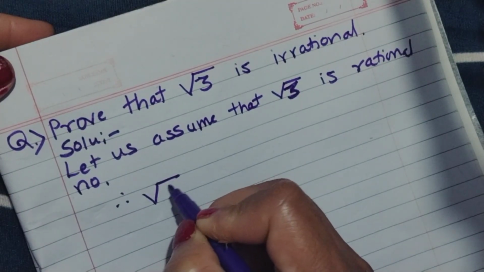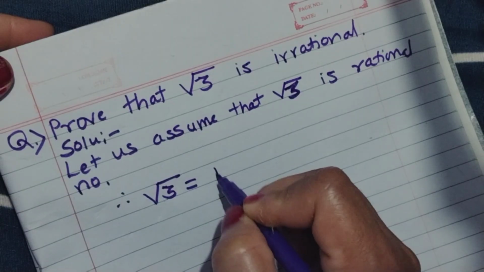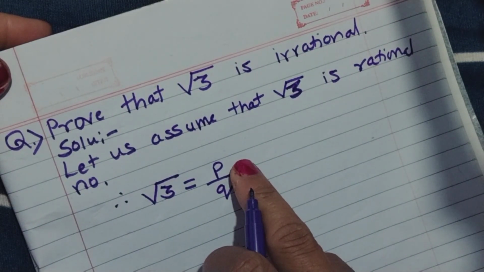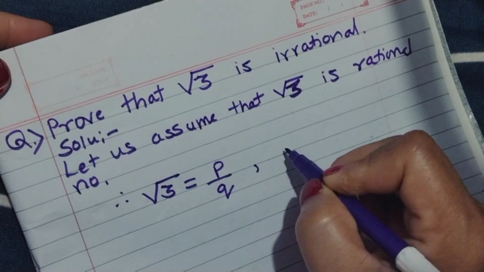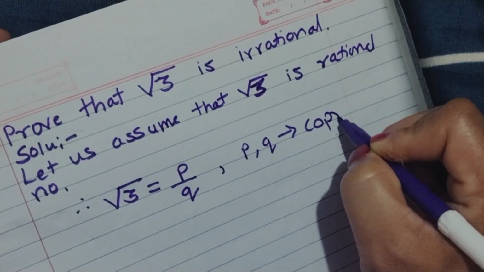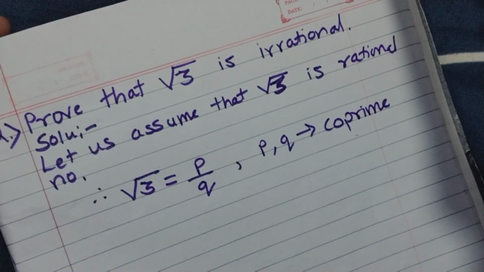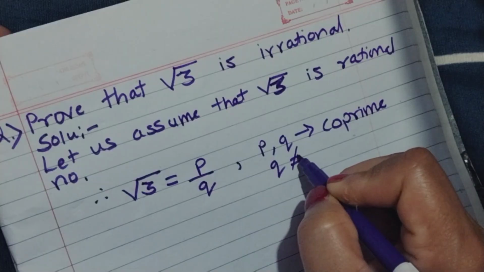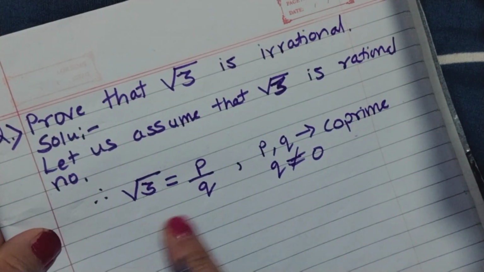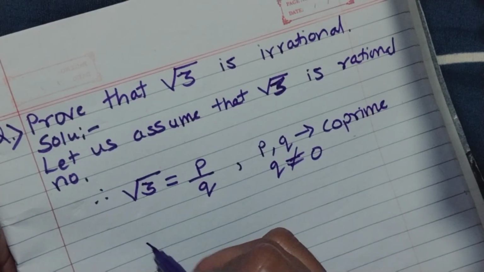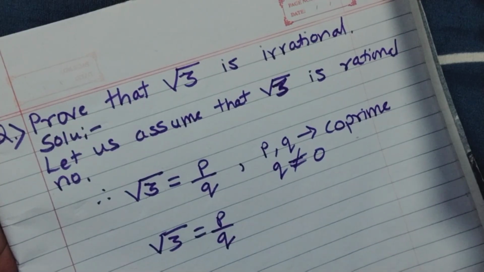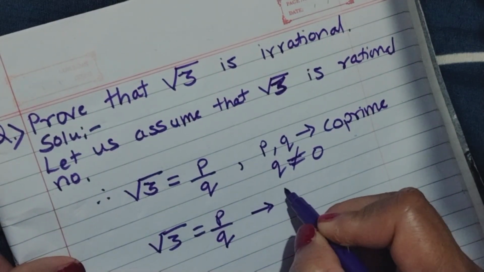Therefore, under root 3 is equal to P upon Q, where P and Q are integers and P and Q are co-prime, and Q is not equal to 0. Now we put this as equation 1. Therefore under root 3 is equal to P upon Q. So we give this as equation 1.